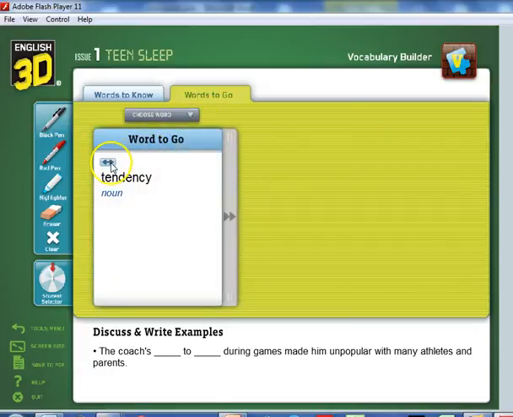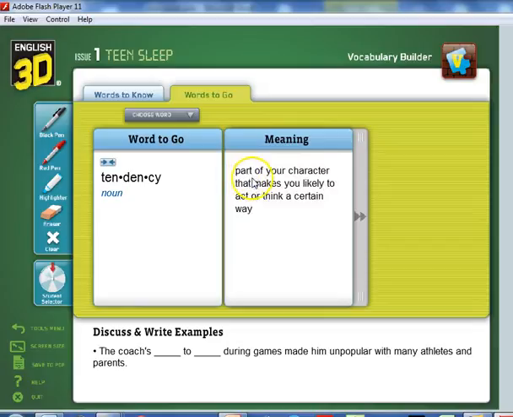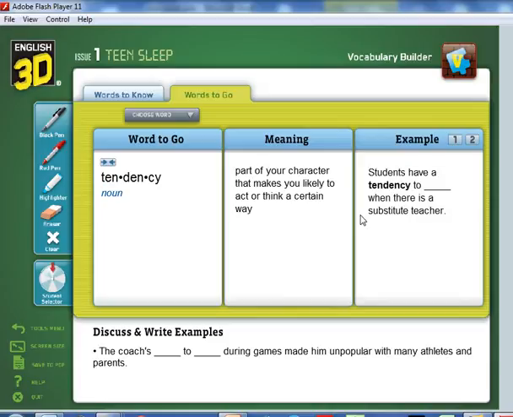The next word is related. Tendency. Now, tendency is a noun. Tendency. What is your tendency? What is the part of your character that makes you likely to act or think a certain way? A tendency. Students have a tendency to fool around when there's a substitute teacher. Students have a tendency to do work for other classes when there is a substitute teacher. Tendency.